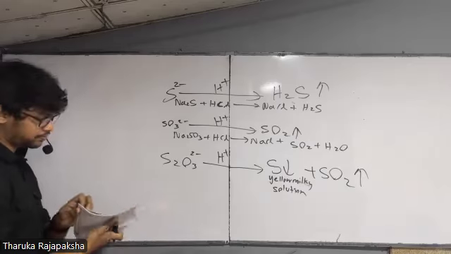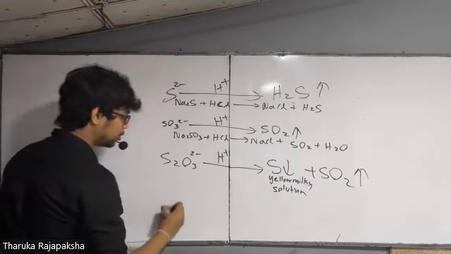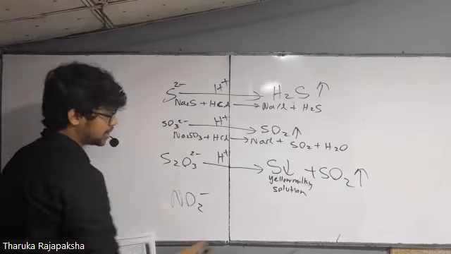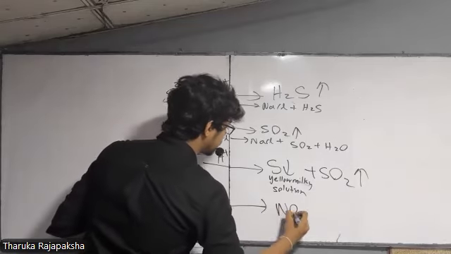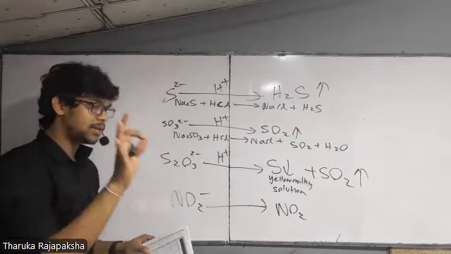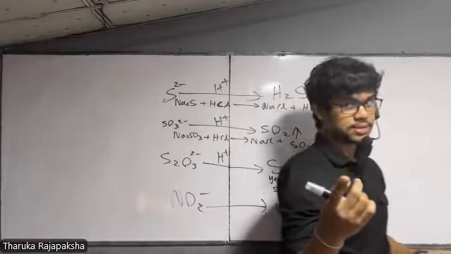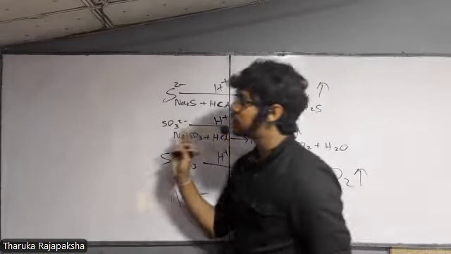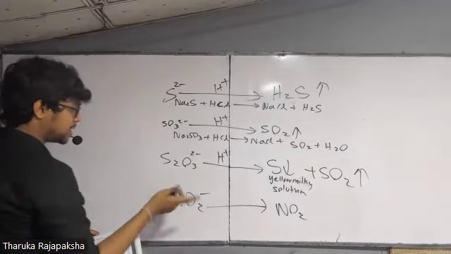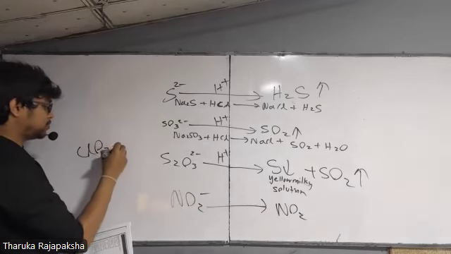Then next one, NO2 minus. With NO2 minus, people, you will get NO2 gas, and NO2 gas is the only brown color gas in the syllabus. Now there's another one, ClO2, Cl2.